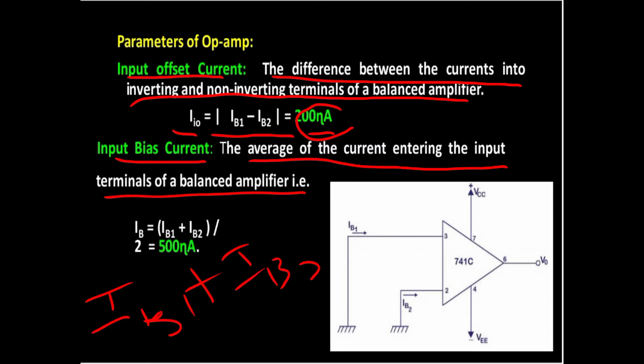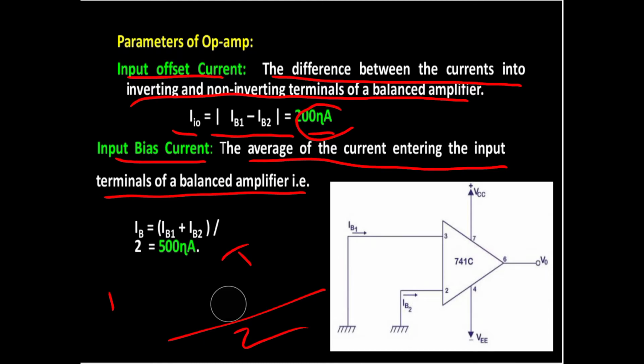Now we need to find the average, that is divided by 2. This is the input bias current. Here the input bias current IB is equal to (IB1 plus IB2) by 2, which is approximately equal to 500 nanoamperes. This is about input offset current and input bias current.